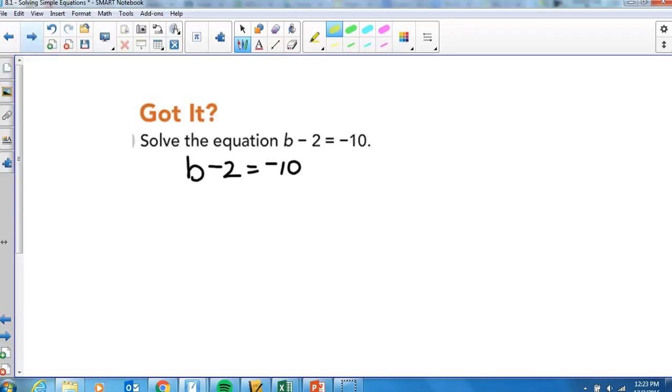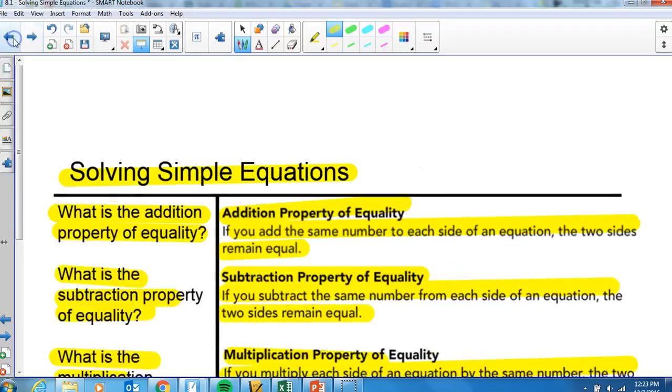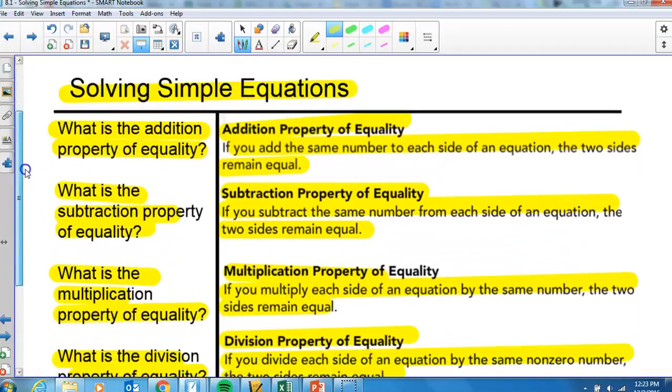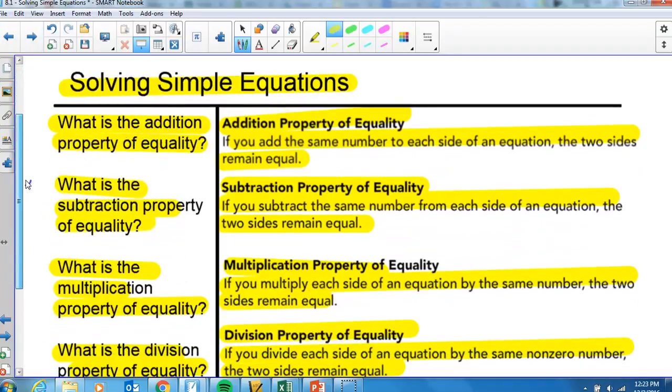Now, I want you to go back and look at the different properties that we have. We have the addition property of equality, subtraction property, multiplication property, and division property of equality. We're going to use these properties to solve this equation, okay?